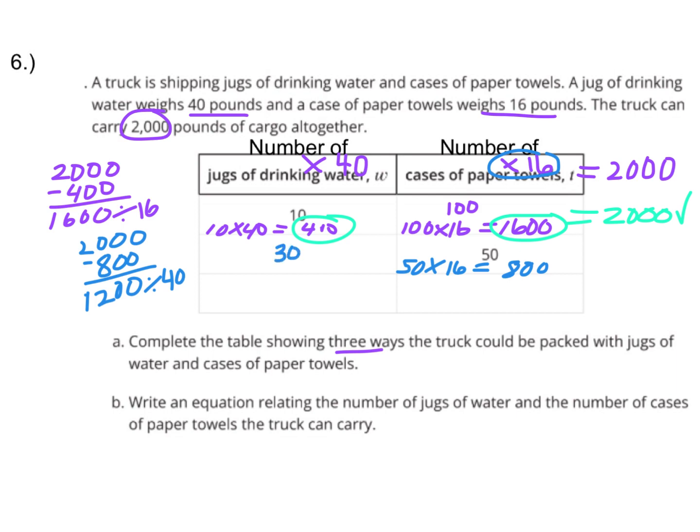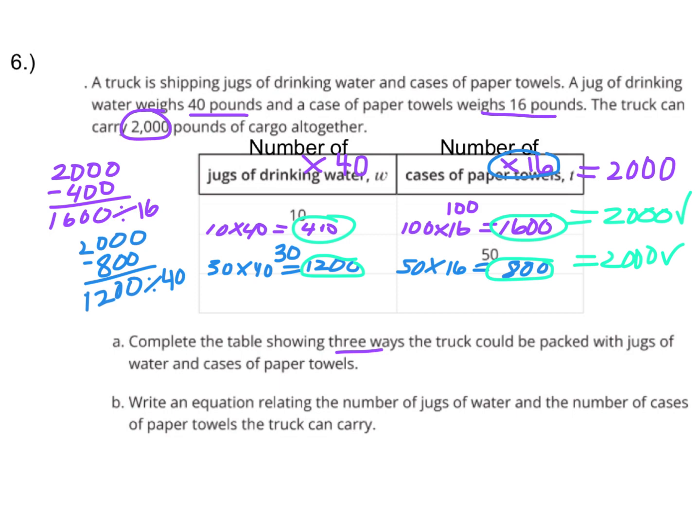jugs of drinking water. So let me just double check that. 30 times 40, yes, that's 1,200. So now, does that total 2,000 pounds? Yes, 1,200 and 800 is 2,000 pounds. So this is another combination that would meet the requirement. And now we have blank slots there, so we can create our own example.